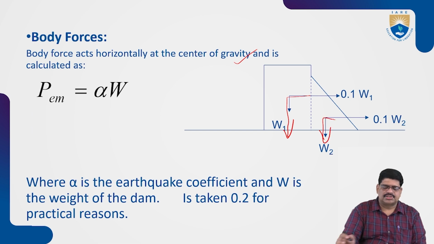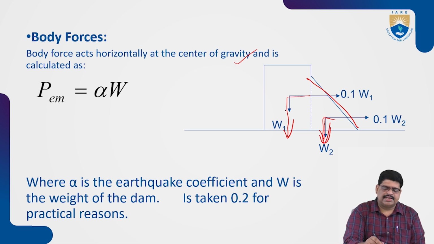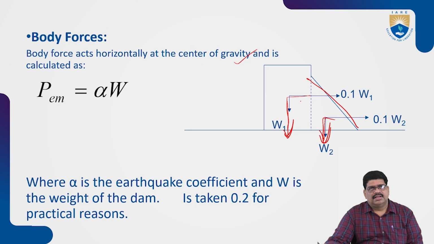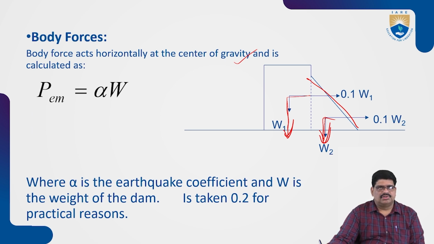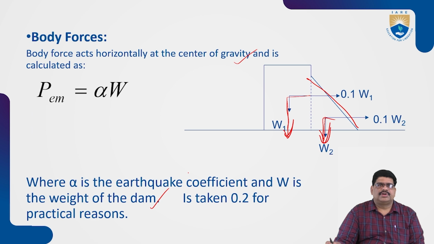This is another portion, the slant portion due to the production of the dam. So that's why it can be affected right at the center of gravity. How to calculate the body force? It is equal to gamma into alpha into W, where alpha is the earthquake coefficient and W is the self-weight of the dam. It is taken as 0.2 for practical reasons.